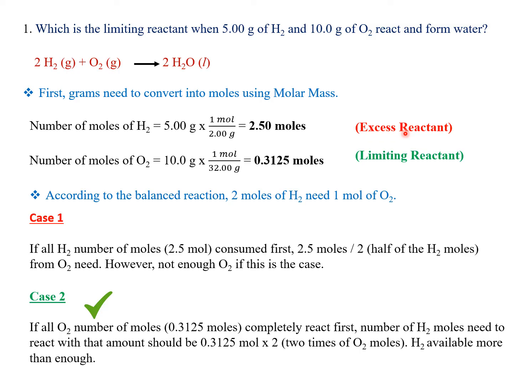Then the excess reactant should be hydrogen. The limiting reactant is O2. So if you have a question like this, first you need to think one reactant at a time until you practice, and then you can figure out which one should be the excess, which one is the limiting. So let's go for another example.